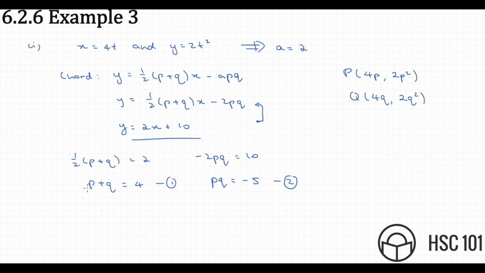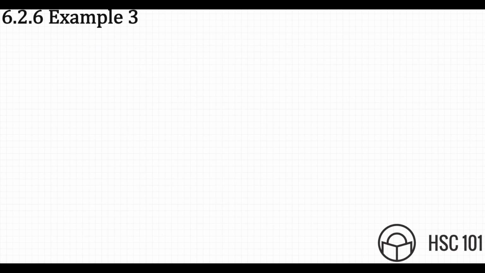Solving equation 1 and equation 2 allows us to find the values of the parameters p and q. The moment we know what p and q are, we know where the endpoints of the chord are. Starting with equation 1 and rearranging it so that q equals 4 minus p, we can substitute this into equation 2. So p times (4 minus p) equals negative 5. If I expand, we get 4p minus p squared equals negative 5, and rearranging gives p squared minus 4p minus 5 equals 0.